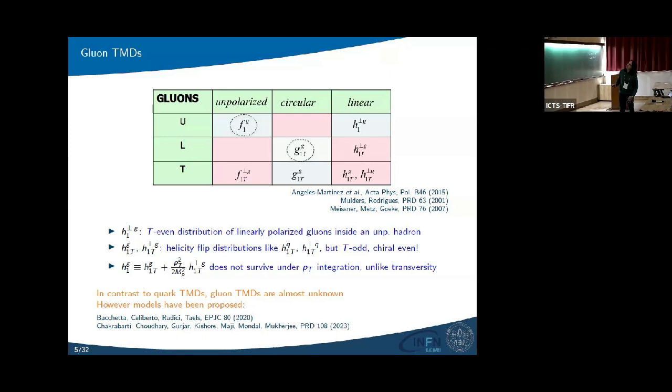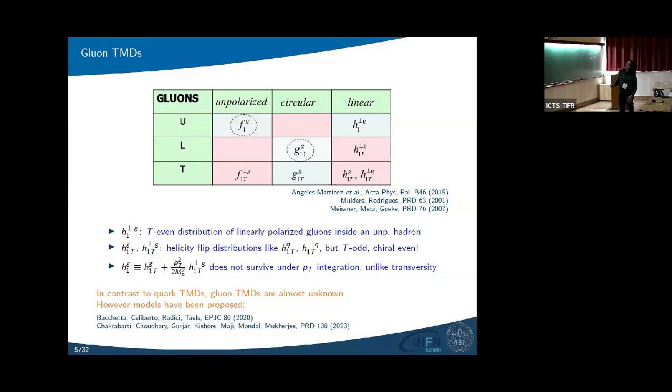So in the gray background, I show the so-called T-even TMDs, the ones that can exist without the presence of initial and final state interactions. And on the pink background are the T-odd distributions. So this is the Sivers function that Alessandro introduced before. This has the same property as the quark Sivers function. And the ones within circles are the ones that survive the integration over kT, in the sense that we also have the collinear analog of this function.